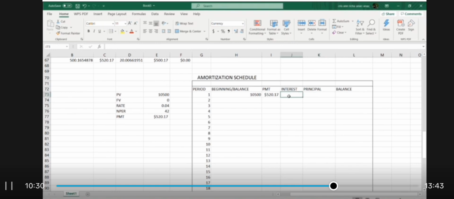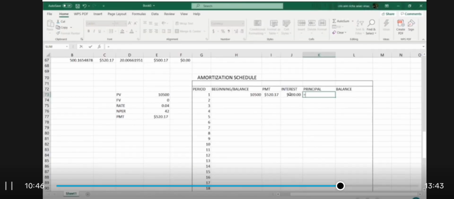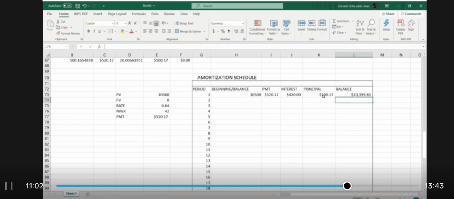So equals the PMT, enter. To get the interest, the interest will be taken from our beginning balance. So equals the beginning balance multiplied by the rate, which is 0.04, then enter. Then we just simply subtract the interest from our PMT, or our payment. Our balance will be the beginning balance minus the principal. Then this will be our remaining balance of our loan that we need to pay.